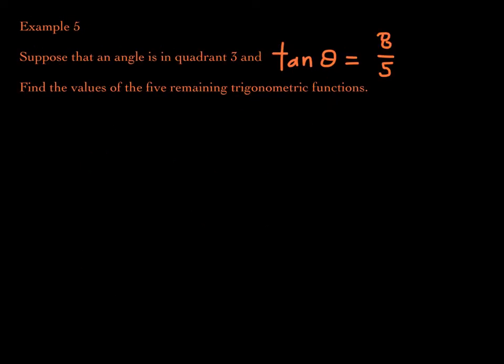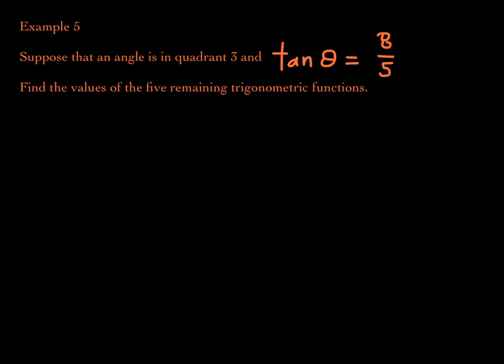All right, a brand new example. Suppose that an angle is in quadrant 3 and tangent of theta is equal to 8/5. Find the values of the 5 remaining trigonometric functions. Now, please remember that we already proved that you can choose any point you want on the terminal side of angle theta. So let's choose the point on the terminal side where y is -8 and x is -5.